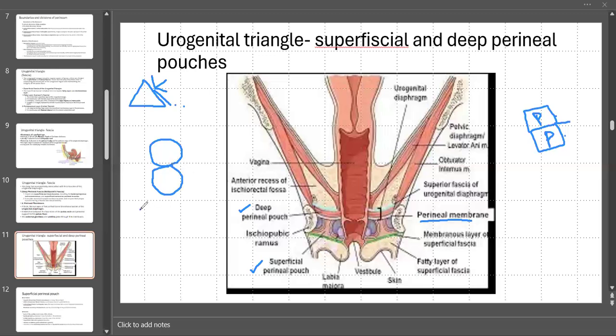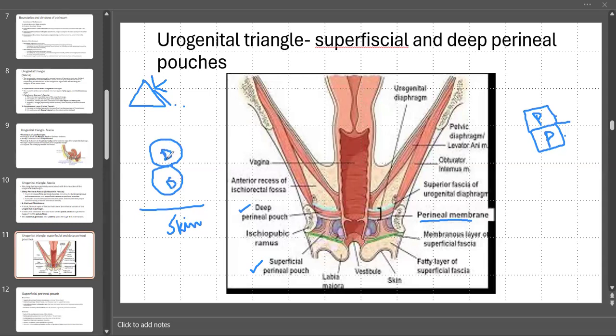Now guys, tell me, this is skin of the body. Which pouch will be superficial, 1 or 2? Yes. Use the chat box. One will be closer to the skin, so we call it superficial pouch. And anything which is deeper than the superficial, we call it deep pouch.